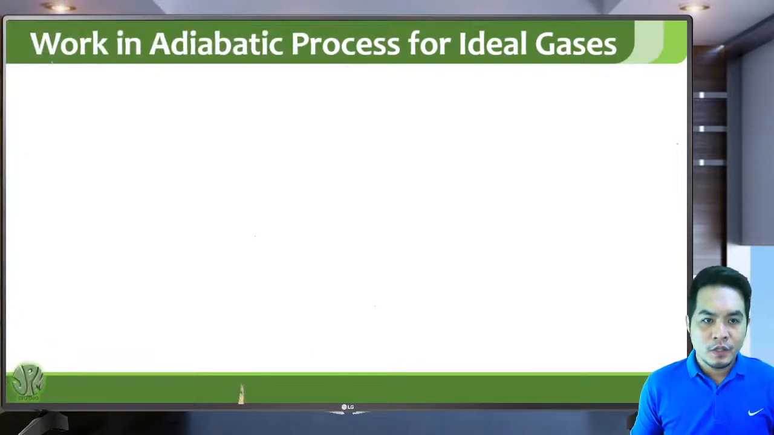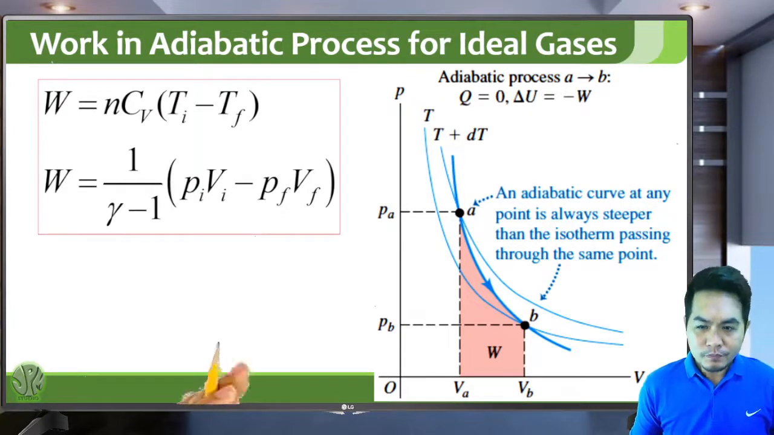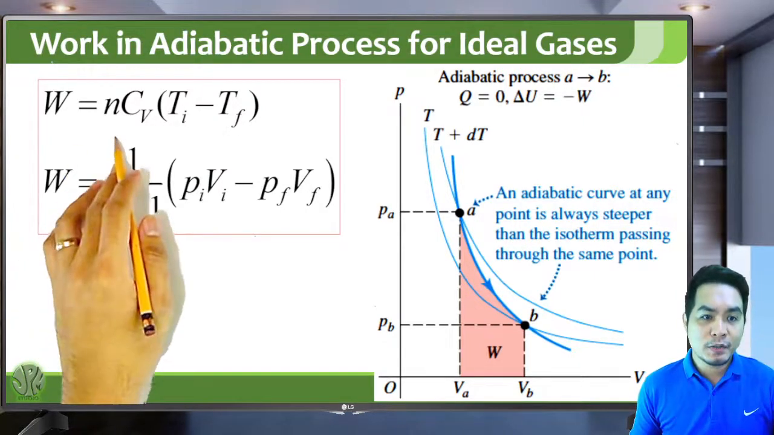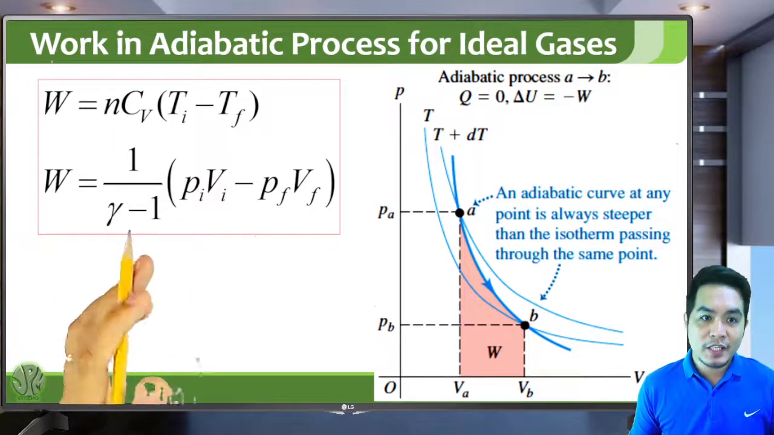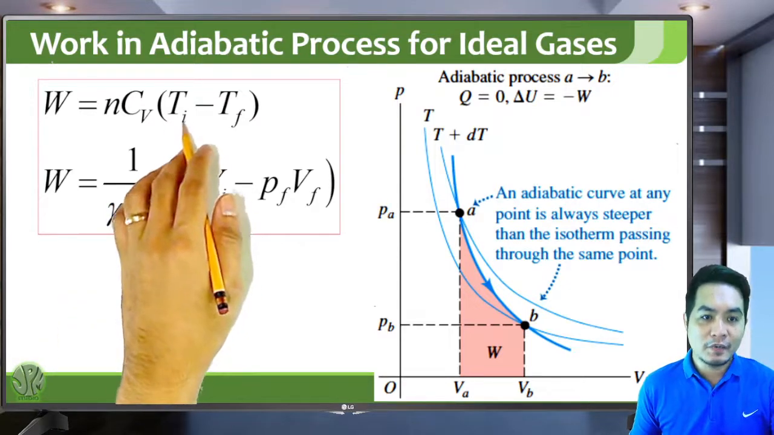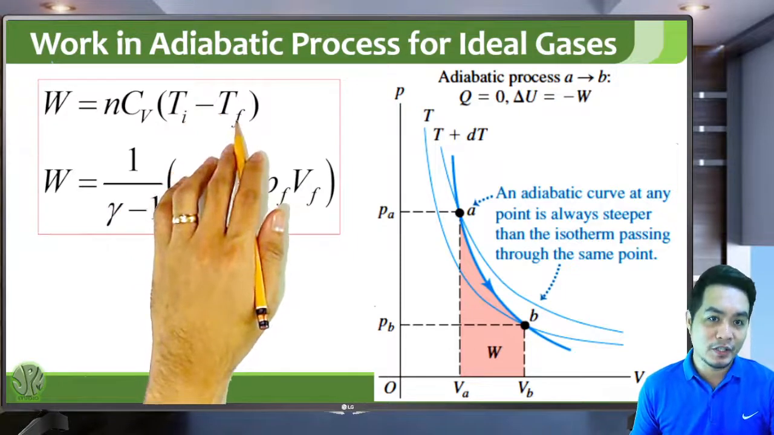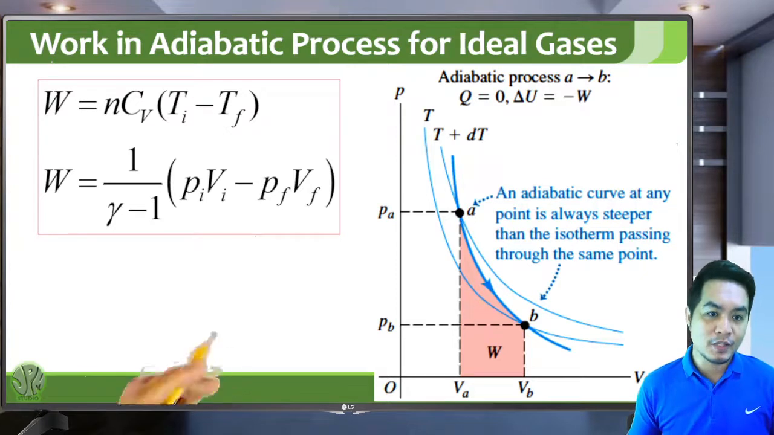How do we calculate now the work in adiabatic processes for an ideal gas? Since the work is just equal to the negative change in internal energy, and the internal energy change is nCv delta T, the negative of that is nCv, instead of Tf minus Ti, the positive change, you have Ti minus Tf, the negative change, because that's a negative change in internal energy, therefore a negative change in temperature.